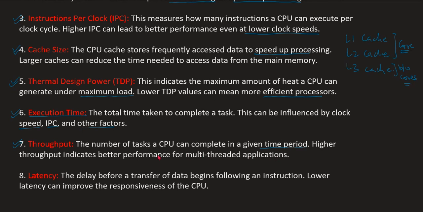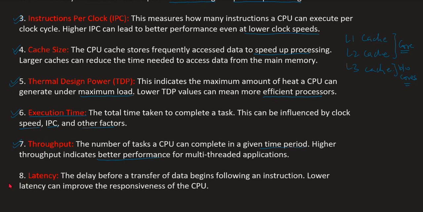If a CPU is performing multiple operations, in the sense it is executing multiple tasks, multiple instructions, and the number of tasks it completes per unit time is high, then we call it a higher throughput. If a CPU is having higher throughput, it is considered to be having a better performance.